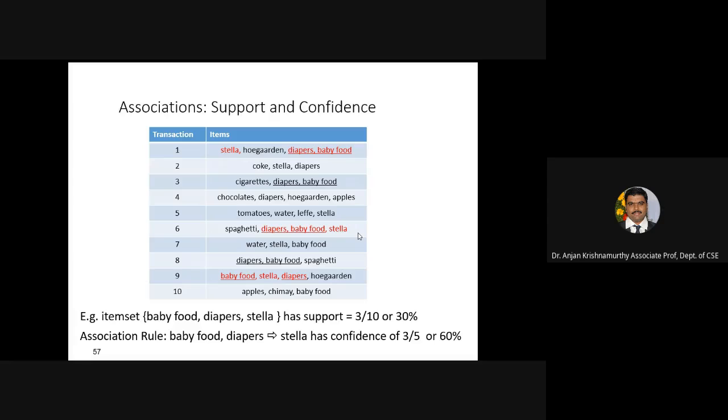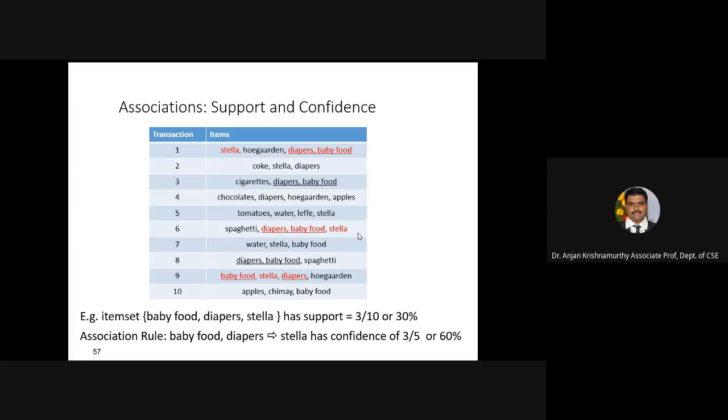So based on that, you can calculate the item set. For example, the items being given here, baby food, diaper, and Stella, have a support of 3 by 10. These items appear exactly in 3 transactions out of the 10 transaction snapshots we have taken. So the support for it is 30%.